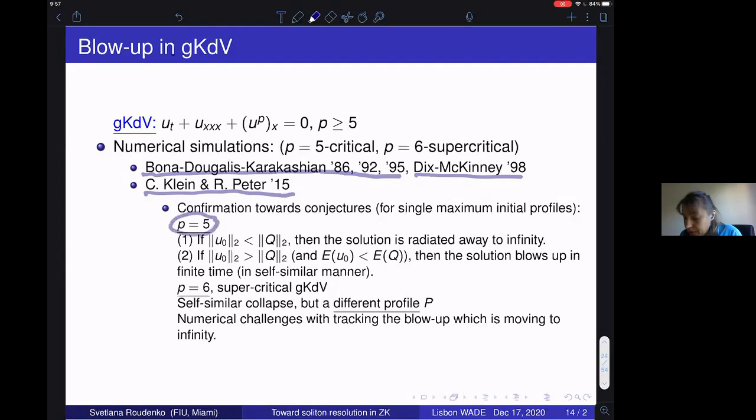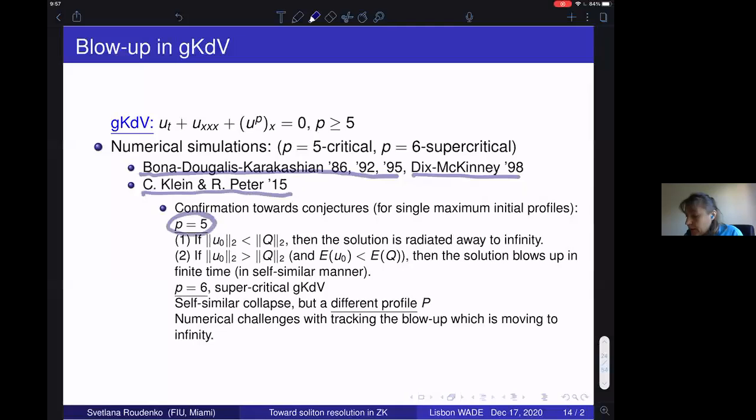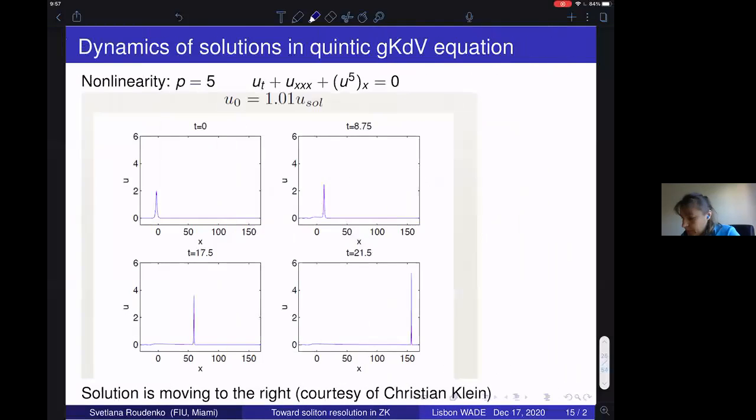So p equals 5, that's the L2 critical. And let me show you the picture because it will be easier to understand. So if we start with the data, which is slightly above the Q, this is the soliton Q. So here's the starting moment, t equals 0. Then what happens with time is that it's starting to grow, right? But you notice that there's a little bit of radiation showing up, right? So that's exactly where you see that it's a non-integrable system.